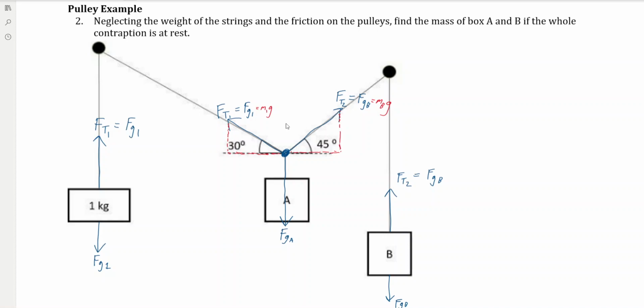So the vertical component, let's just talk about the adjacent one first. So we've got MBG times cos 45. And then over here we've got MBG sine 45. And then over here we've got M1G cos 30. And here we've got M1G sine 30.